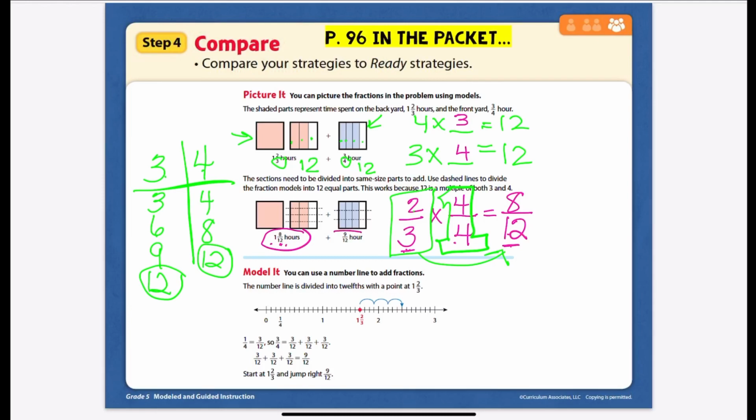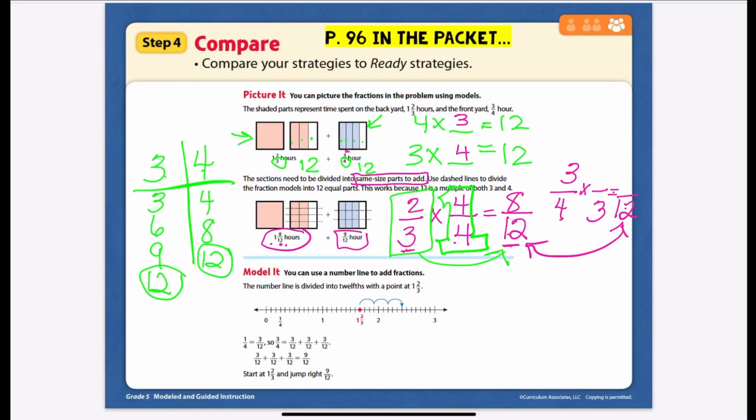And then if we're going to do 9/12, because remember, we need the same size parts to add, we can take our 3/4 up here, and we want that to be 12ths as well, right? So they can be the same size parts. So what times 4 gives you 12? The answer would be 3. 4 times 3 gives you 12.